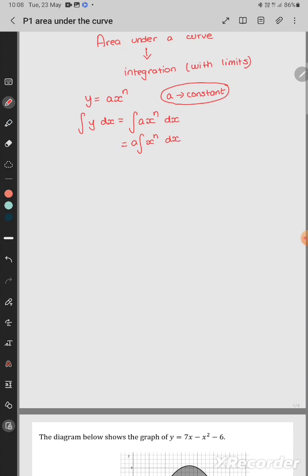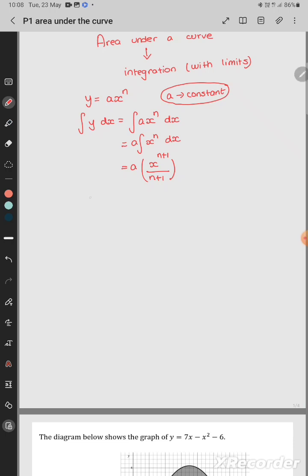So there is a formula of integration, and that is x to the power of n plus 1. We are going to add 1 to this value of n, and then we are going to divide by that new value. Okay, so a into x to the power of n plus 1 by n plus 1.